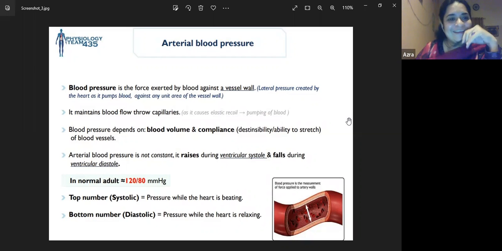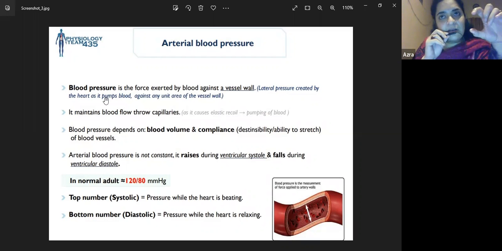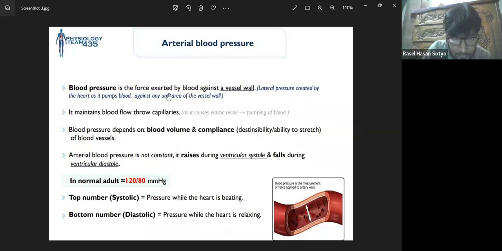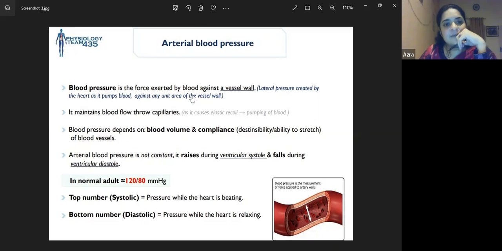So blood pressure is the force. What is blood pressure? This is the definition of blood pressure. This question may come in the exam. If it is worth 2 marks, then you write only this: blood pressure is the force exerted by blood against a vessel wall. This definition is enough for 2 marks.